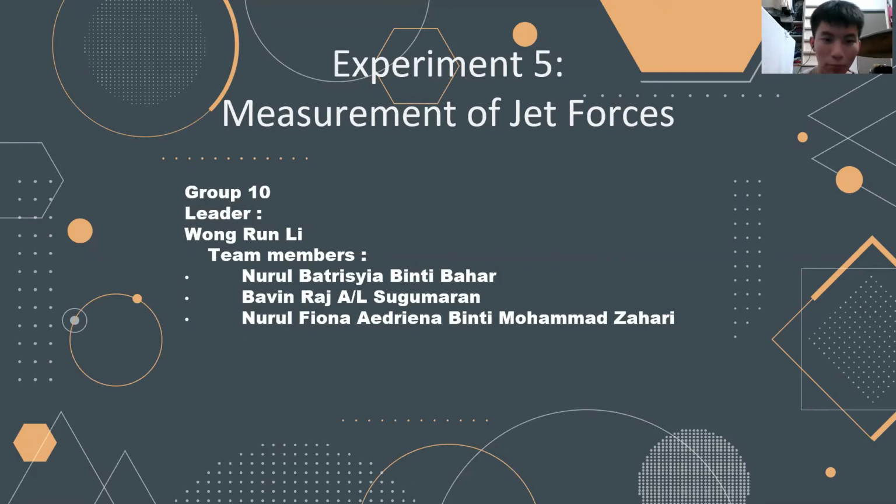Okay, so I'm from group 10. This time I will be taking the leader part of group 10. So today we are going to discuss experiment 5, which is the measurement of jet forces. Our team consists of me, Wong Run Lee, and then Nuru, Patricia, Barwin, and lastly, Nuru Fiona. Okay, so that's the basic introduction for our group 10.